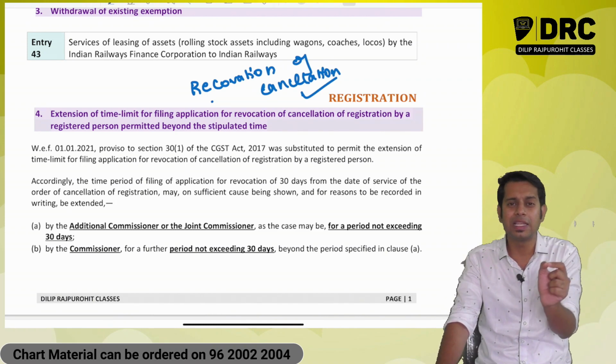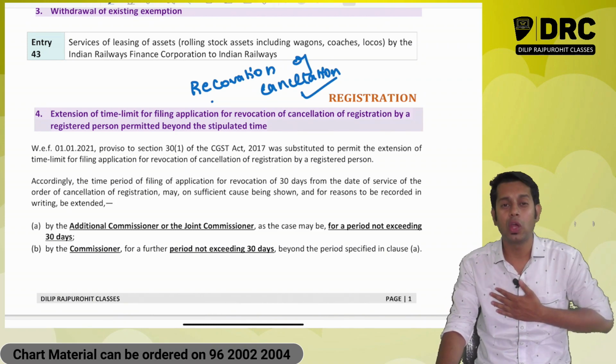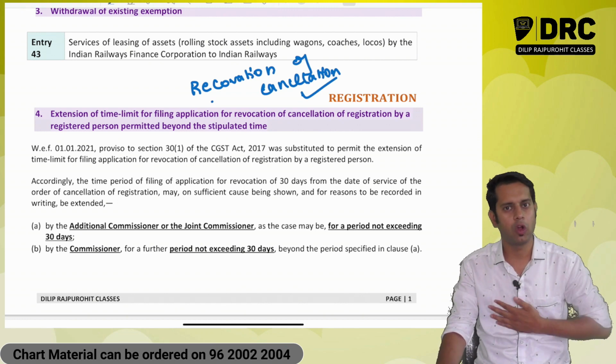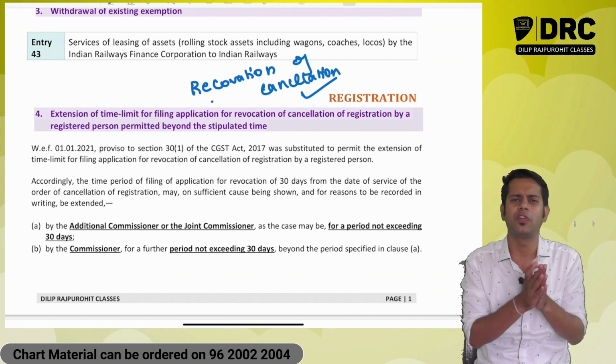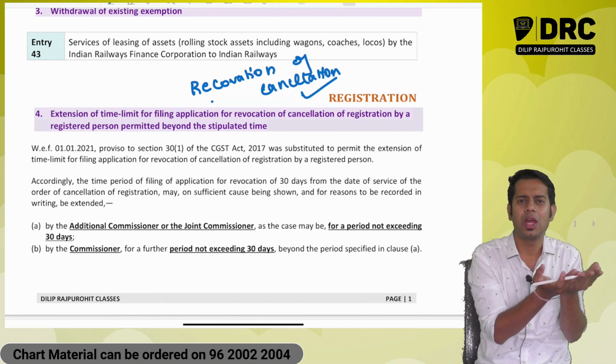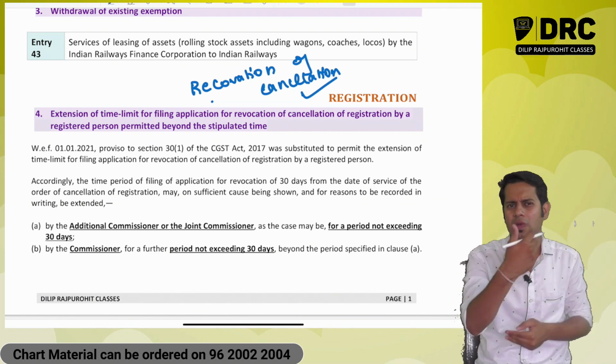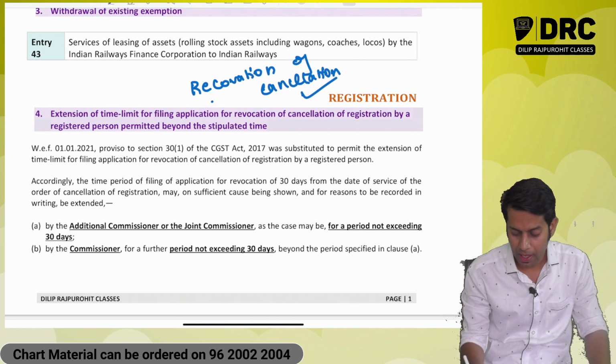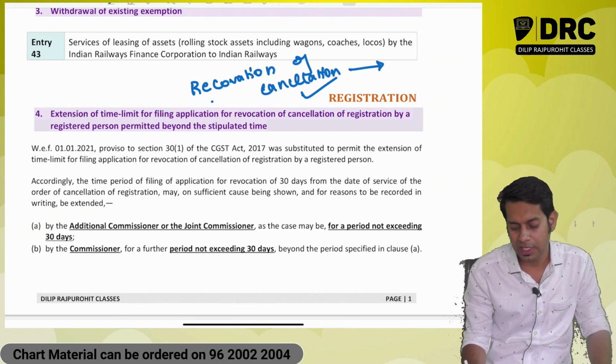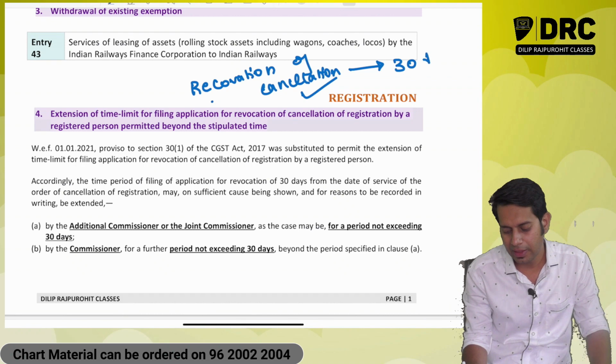If there is any cancellation of registration by your officer, you can always apply for revocation. You can tell the officer, no sir, tell me the reason why you are cancelling my registration. I think sir there is a misunderstanding, etc. You can always reply to that particular thing. Normally, revocation of cancellation can be applied within how many days? Within 30 days.